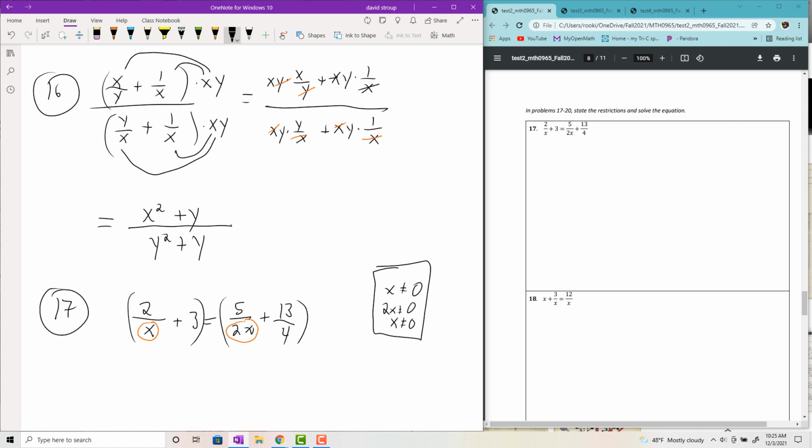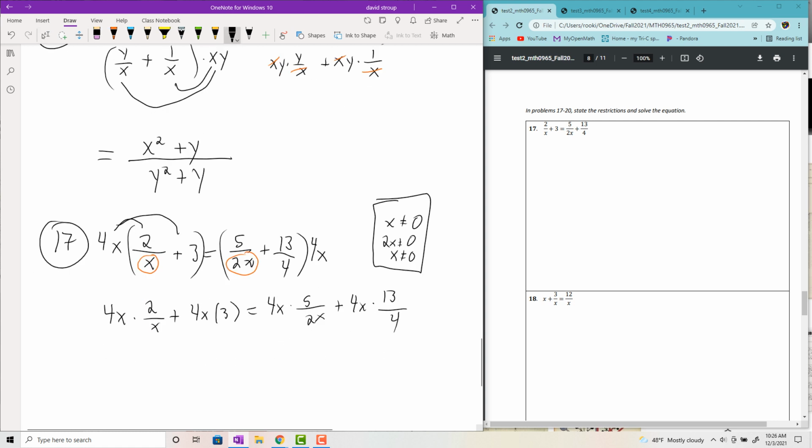Once you've established that, then you want to get rid of those denominators. So you need to multiply both sides by an x. And then to get rid of the 2, you need a 2, but you need to get rid of a 4 overall, because there's a 4 in this other denominator. So you need to multiply by 4x. Distributing here, you'll have 4x times 2 over x plus 4x times 3. That'll equal 4x times 5 over 2x plus 4x times 13 over 4.